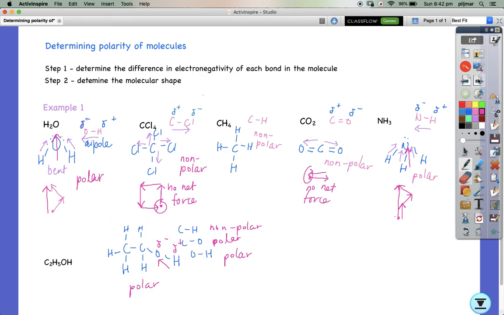This is a bit of an interesting molecule because it exhibits properties of both non-polar molecules, because it's got the CH bonds, which are all non-polar, and it exhibits properties of polar molecules. We'll talk about what those properties are in more detail in later studies. But I hope that has helped you in determining the polarity of molecules.